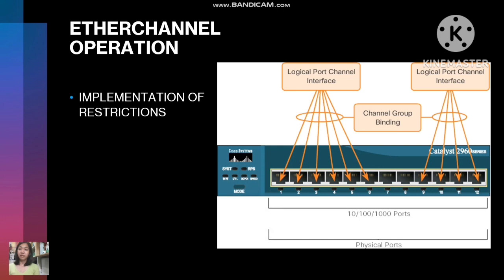So we have the Ether channel operation. We have the implementation of restrictions. Ether channel can be implemented by grouping multiple physical ports into one or more logical Ether channel links. The original purpose of Ether channel was to increase speed capability on aggregated links between switches.